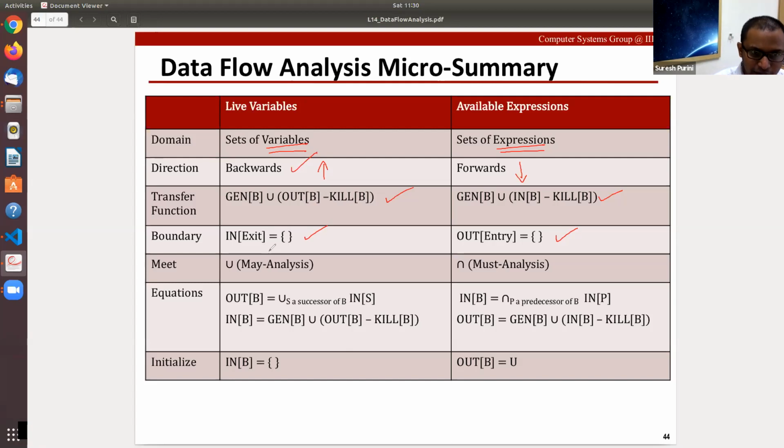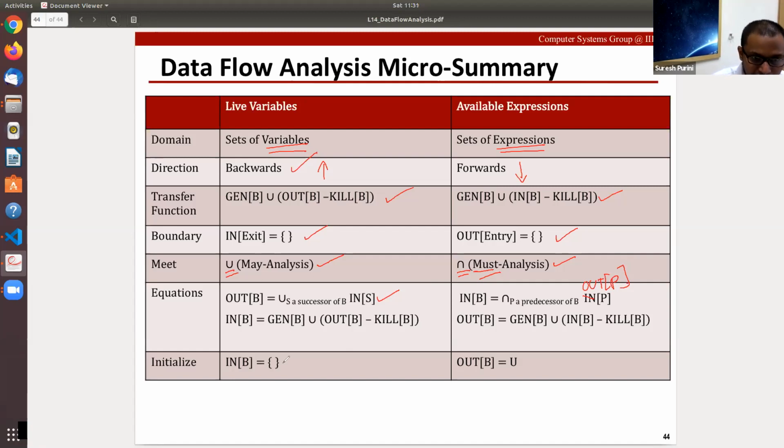In the case of live variable analysis problem, the meet operator is union, and we call this may analysis. Whereas in the available expressions analysis problem, the meet operator is intersection, and we call this must analysis. In the live variable analysis problem, out of B is equal to the union of the in sets of the successor basic blocks. So this is wrong here; this should be out of B. Anyway, these equations we have seen in detail.